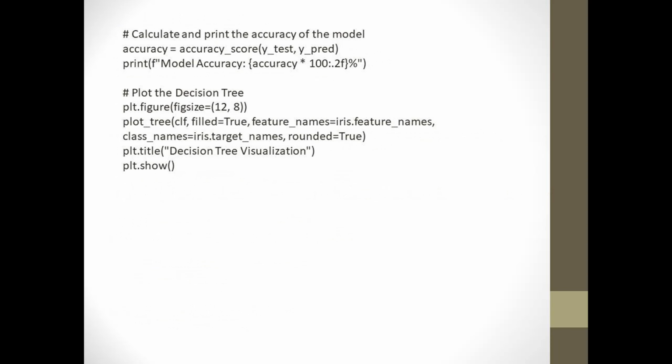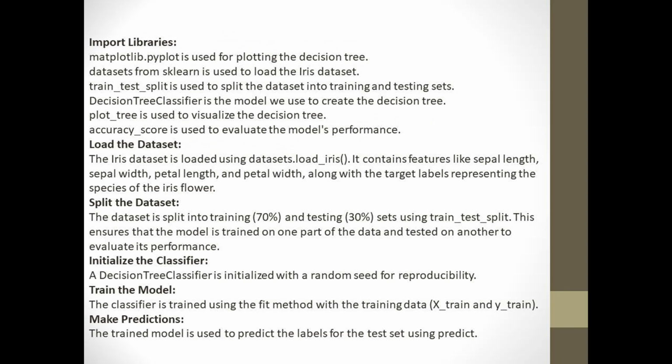Load the dataset. The iris dataset is loaded using datasets.load_iris. It contains features like sepal length, sepal width, petal length, and petal width, along with the target labels representing the species of the iris flower. Split the dataset. The dataset is split into training, 70%, and testing, 30%, sets using train_test_split. This ensures that the model is trained on one part of the data and tested on another to evaluate its performance. Initialize the classifier. A decision tree classifier is initialized with a random seed for reproducibility.